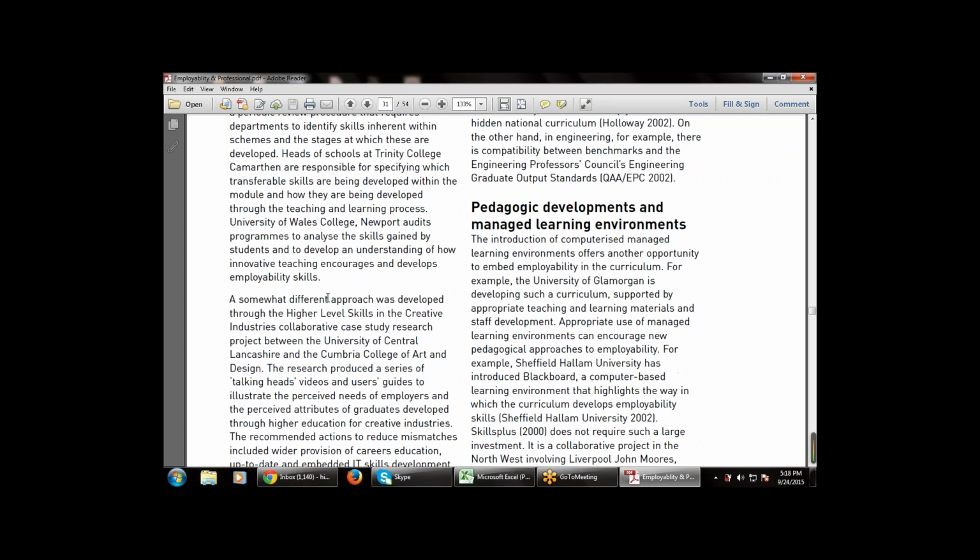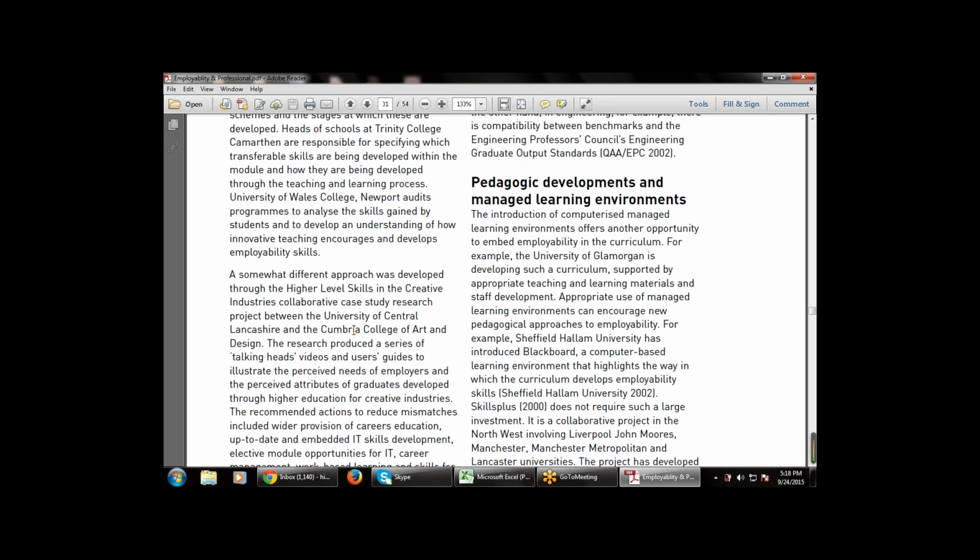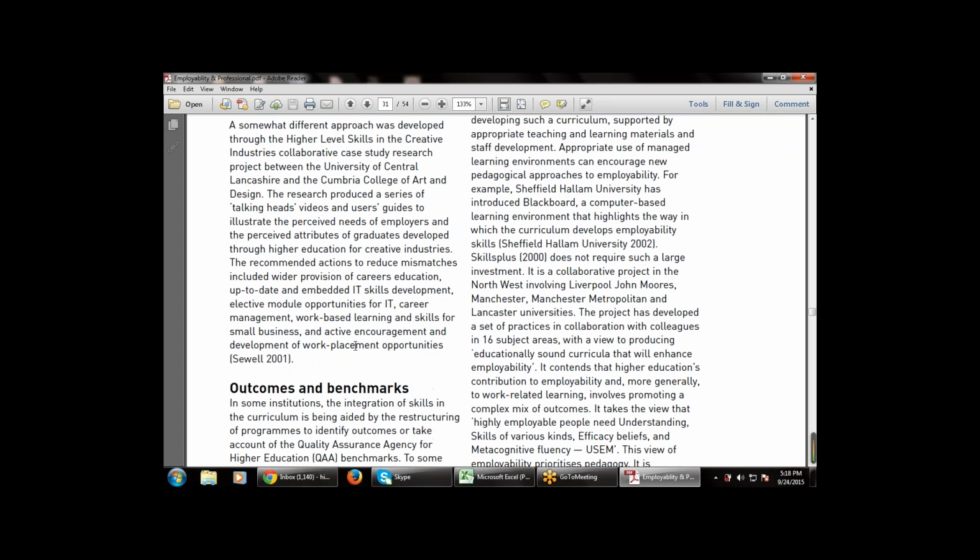And a somewhat different approach was developed through the higher level skills in the creative industries collaborative case study research, used within the University of Central Lancashire and the Cumbria College of Arts and Design.